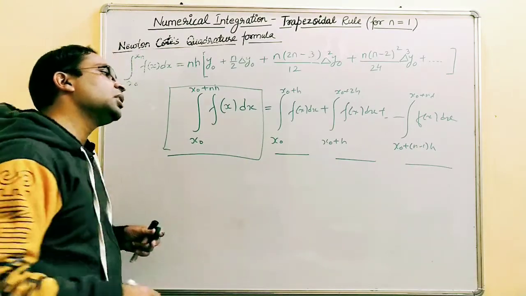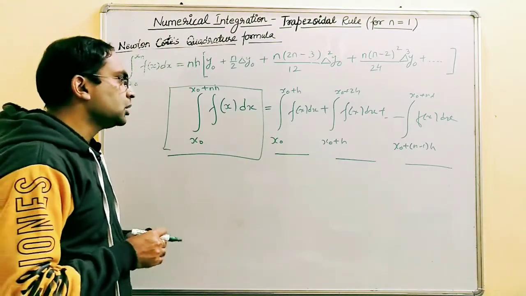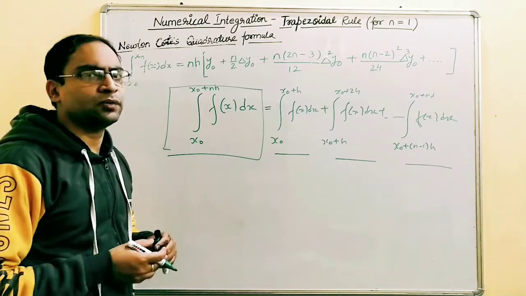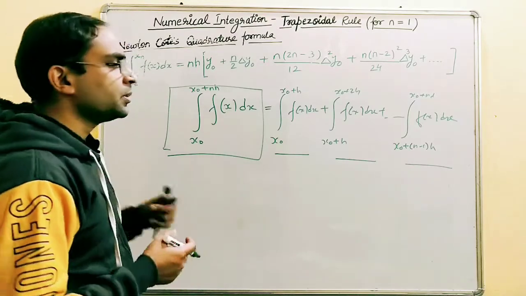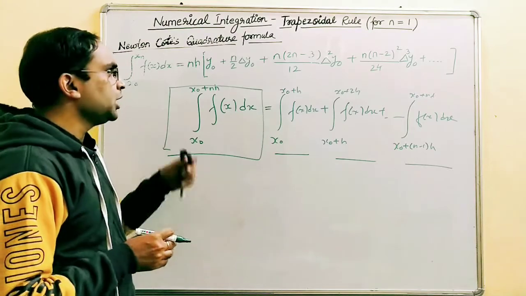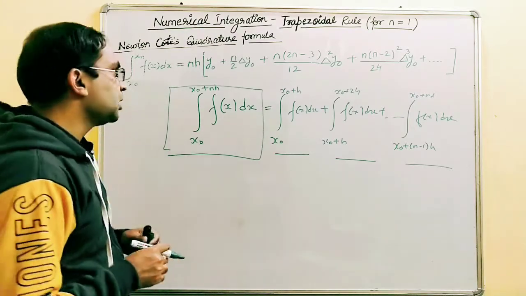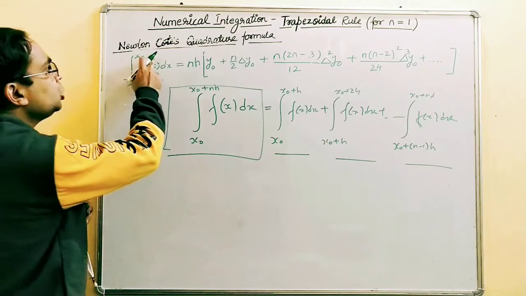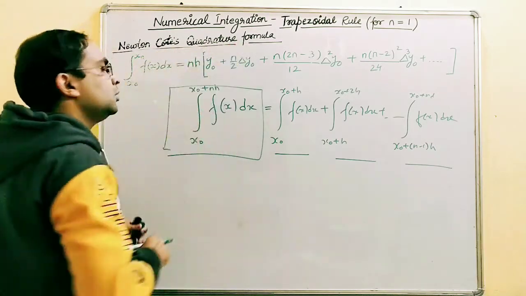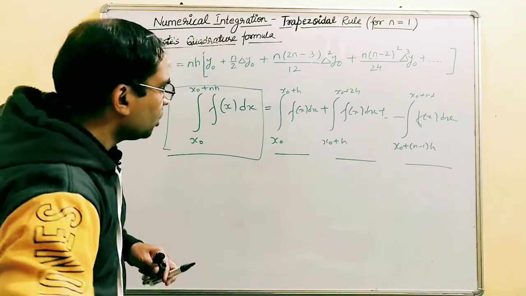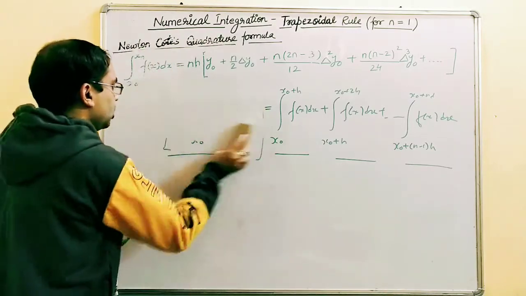Such type of integration is known as numerical integration, for which we have lots of formulas like the trapezoidal and Simpson's formulas, and today we will see how we can derive the trapezoidal formula. For that purpose, we will be using the Newton-Cotes quadrature formula. So let's see what the Newton-Cotes quadrature formula is.